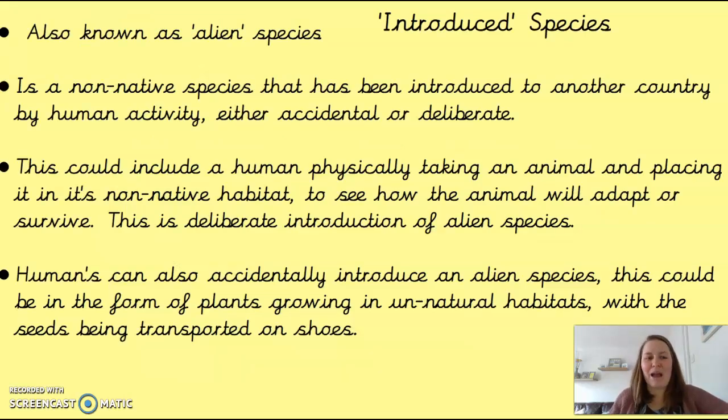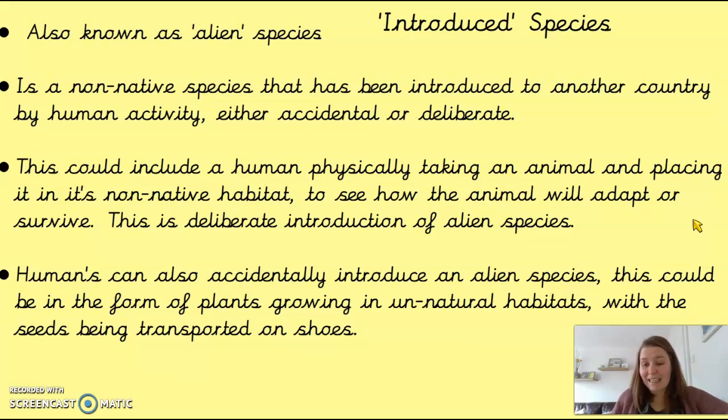We're going to talk now about what happens when you introduce a species to an environment. Introduced species, sometimes known as alien species, means a species that has been introduced to another country by humans. That might be accidental, like they didn't mean to release them, or deliberate, they've put them there to see what would happen. So they don't naturally occur there. The human could physically take the animal and place it there to see how it would adapt or survive. So a bit of an experiment, and that would be deliberate.